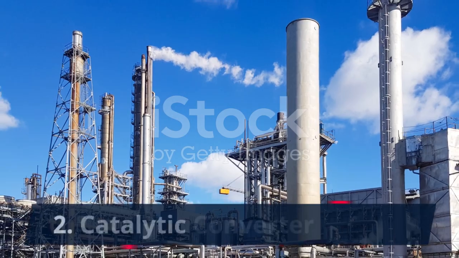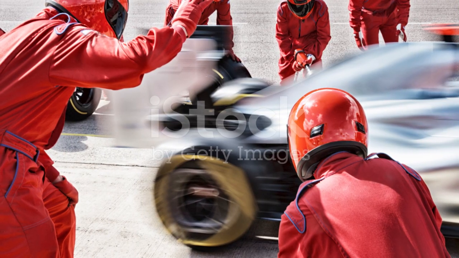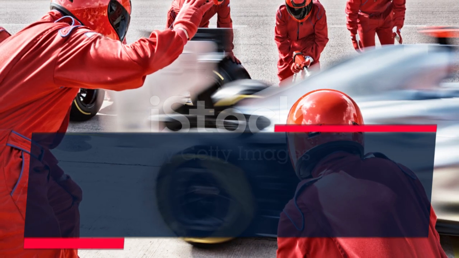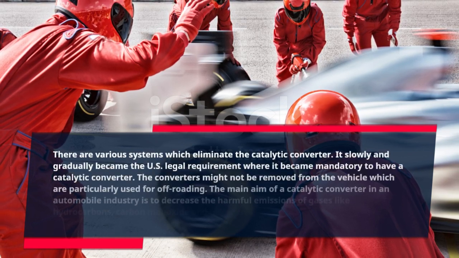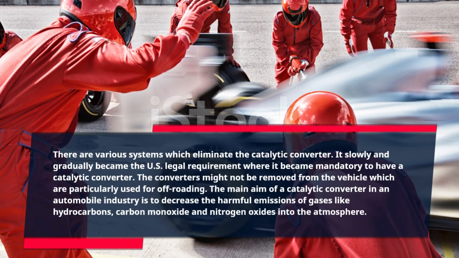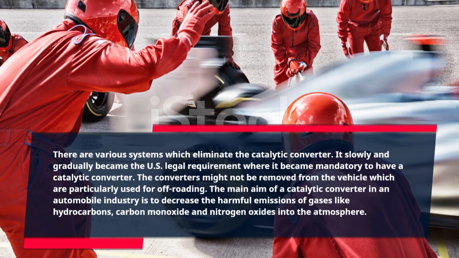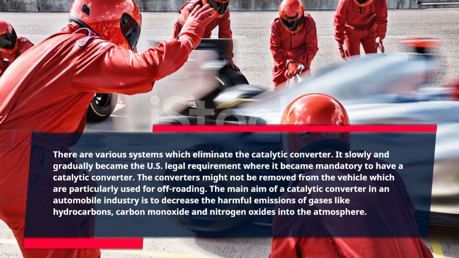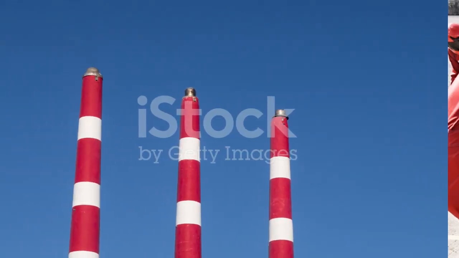2. Catalytic converter. There are various systems which eliminate the catalytic converter. It slowly and gradually became the US legal requirement where it became mandatory to have a catalytic converter. The converters might not be removed from the vehicle, except those particularly used for off-roading. The main aim of a catalytic converter in the automobile industry is to decrease the harmful emissions of gases like hydrocarbons, carbon monoxide and nitrogen oxides into the atmosphere.